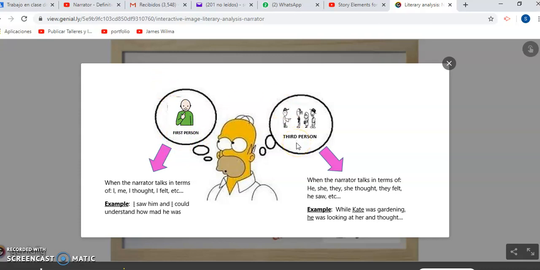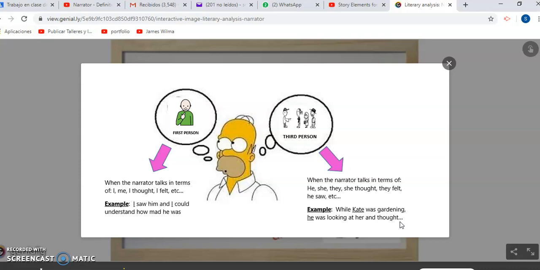When the narrator decides to use third person, it's because the narrator talks in terms of he, she, they: she thought, they felt, he saw. Example: while Kate was gardening, he was looking at her and thought. As you can see here, the narrator is not talking about himself, he's talking about other people, different people.